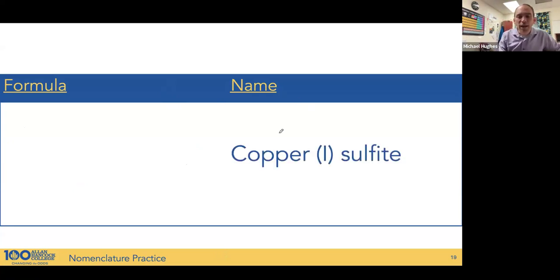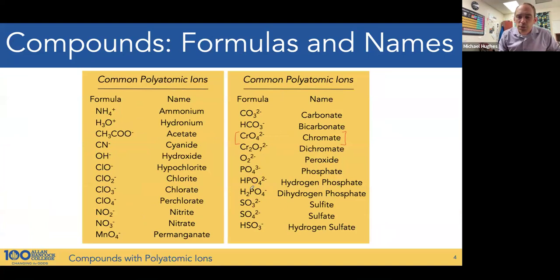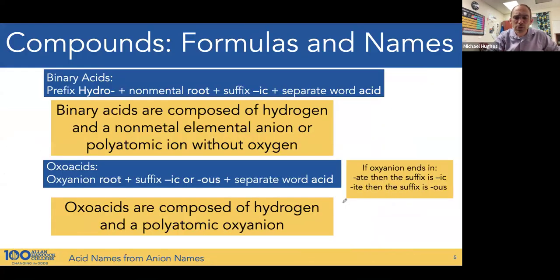Copper I sulfite. So what this means is that we have copper, Cu, and it is 1 plus. The copper has a 1 plus charge. That's this information, the parentheses here. And sulfite, SO3, 2 minus. Sulfite has one less oxygen than sulfate, but the same charge. So sulfite and sulfate, both 2 minus, but sulfate SO4 2 minus, sulfite SO3 2 minus. Sulfite is what we're using.